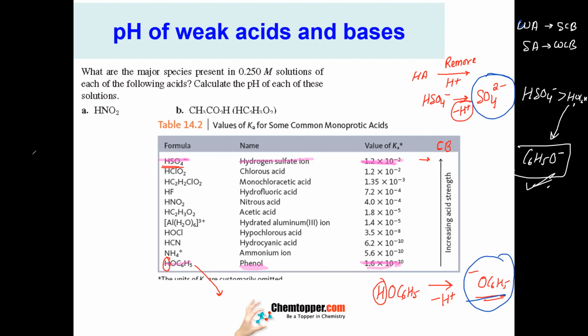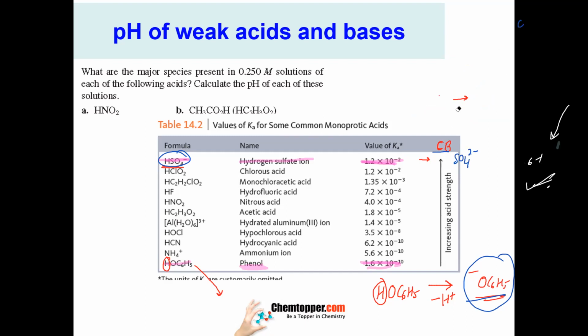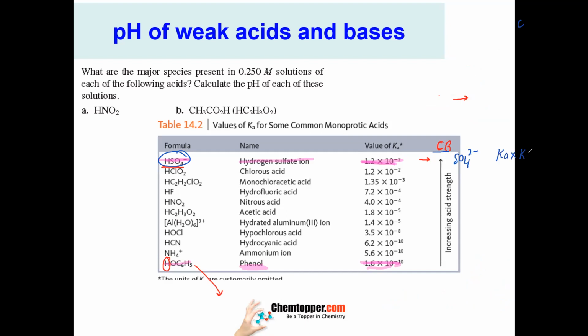Can you calculate the Kb value for this conjugate base, sulfate, SO4 2 minus? Can we calculate the Kb value, children? You know the equation? Ka times Kb is Kw. You know it? So Kb will be Kw, which is 1.0 times 10 raised to minus 14, divided by Ka, which is 1.2 times 10 raised to power minus 2, for this sulfate.